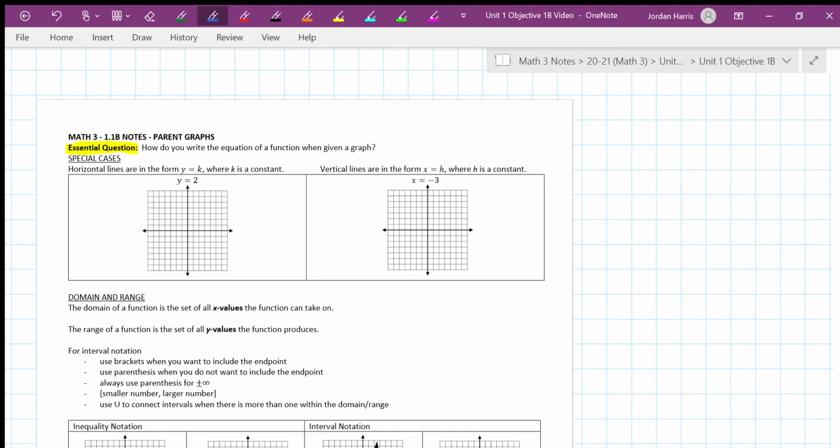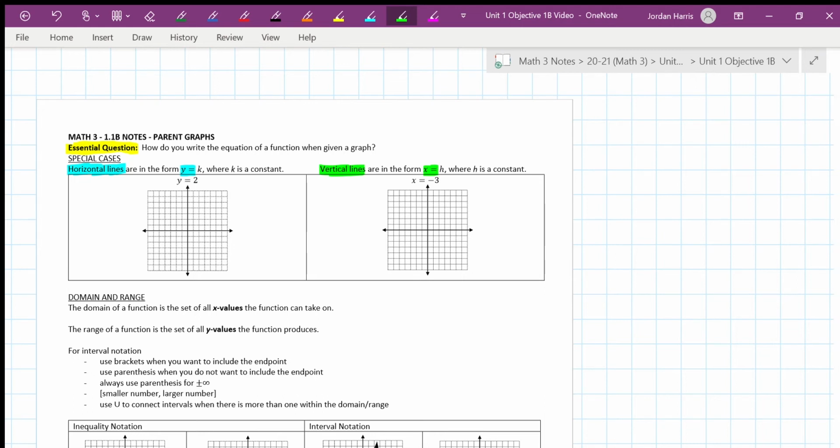So we graphed the 4, now we have our 2 special cases. They're technically linear, they're lines. So we have a horizontal line versus a vertical line. Horizontal line is y equals, and vertical line is x equals, and then a number. Okay, h and k, you'll see when we start shifting where those are coming from. That's why they have these weird letters h and k.